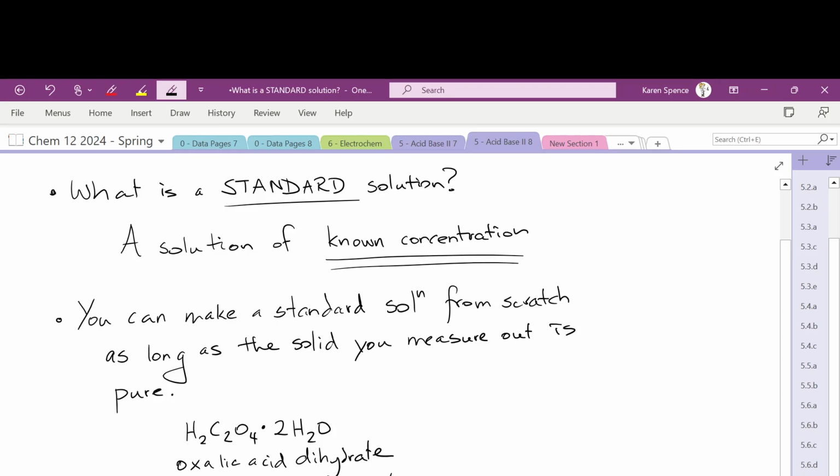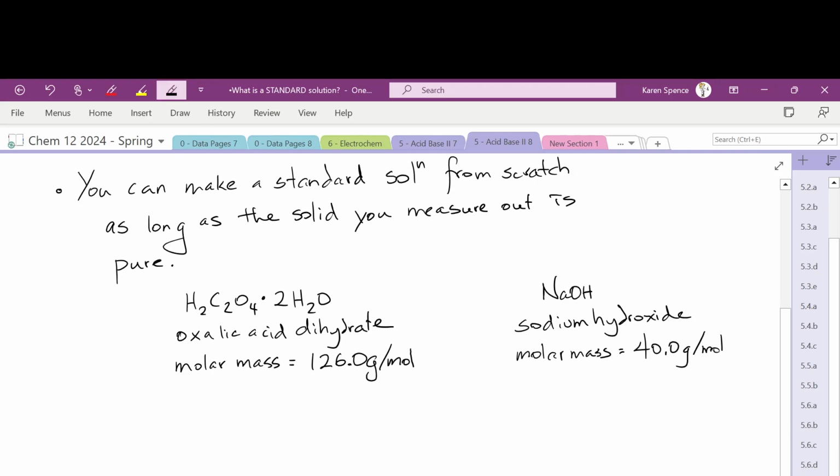126 grams per mole. Okay, our other substance that we're going to look at is sodium hydroxide, NaOH. What's the molar mass of sodium hydroxide? That's 40. 40 grams per mole.